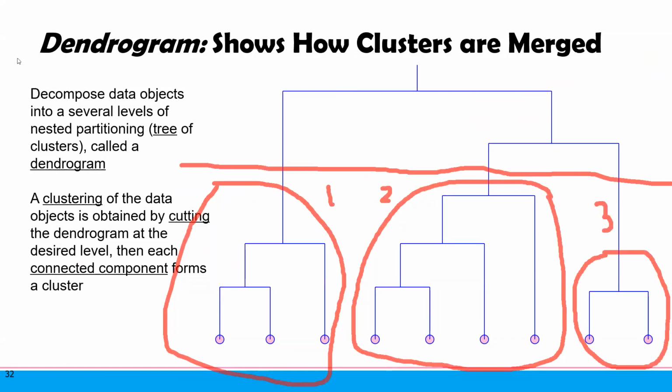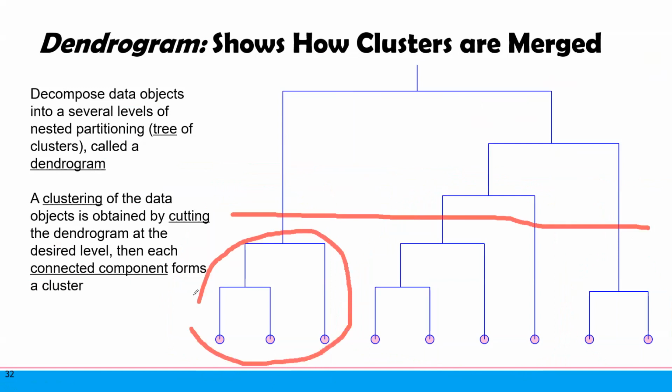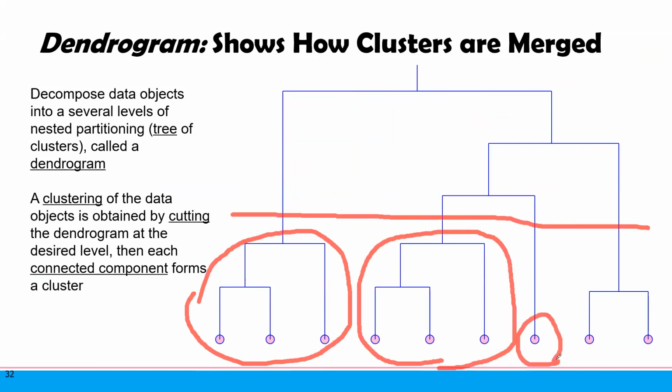How about if I want to make 4 clusters? Then I can cut the tree here. Then this is the first cluster. This is the second cluster. Okay, this is the third cluster, which is a single data point. And then this is the fourth cluster. Cluster 1, cluster 2, cluster 3, cluster 4.